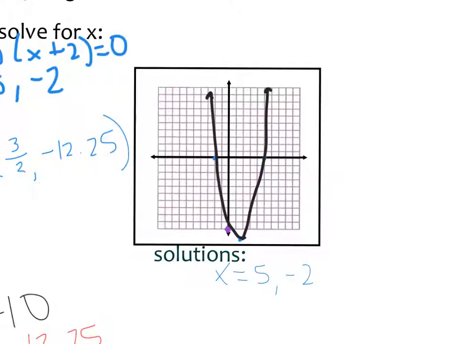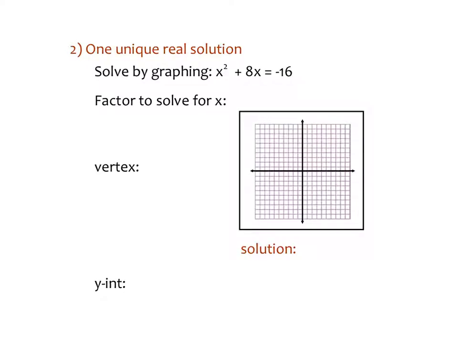So you can tell by looking at the graph that we have two solutions, and we know exactly where those two solutions are because we were able to factor, which they were at 5 and -2. So again, here is an example where we had two unique real solutions. Let's take a look at an example when we have one unique real solution.